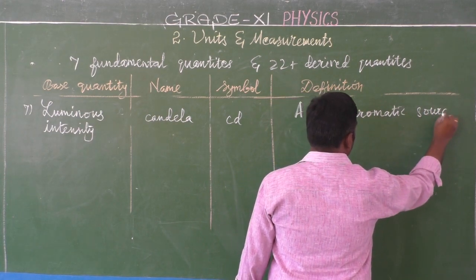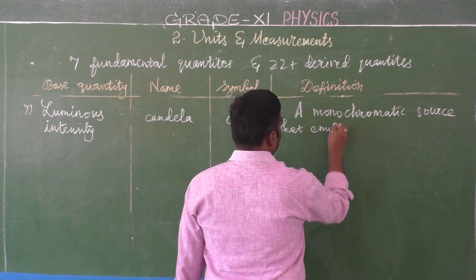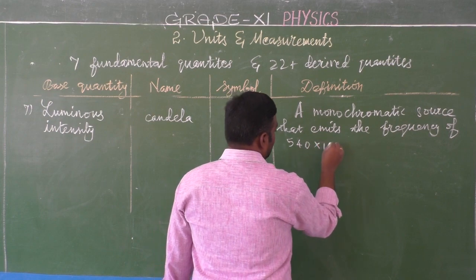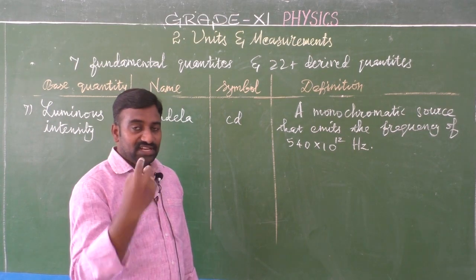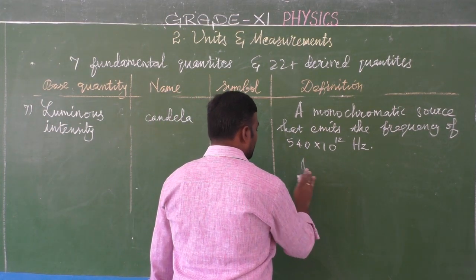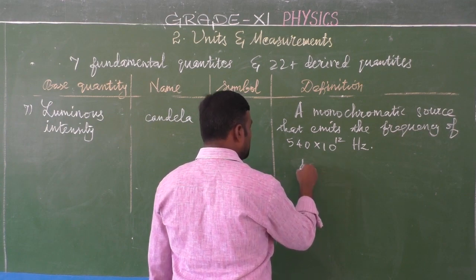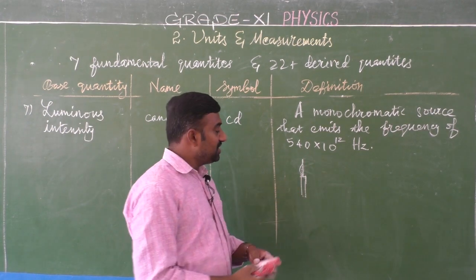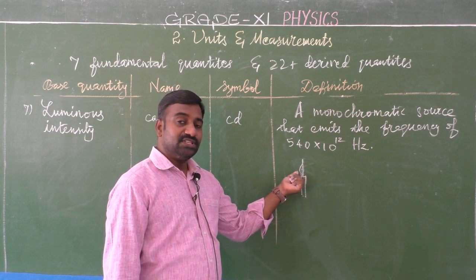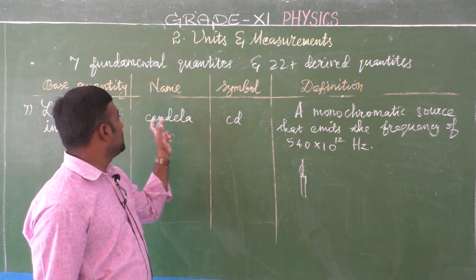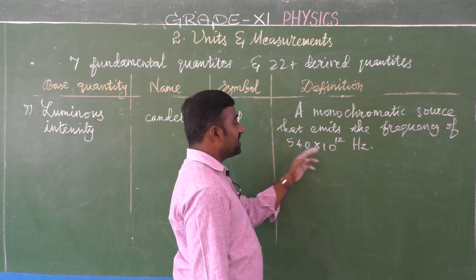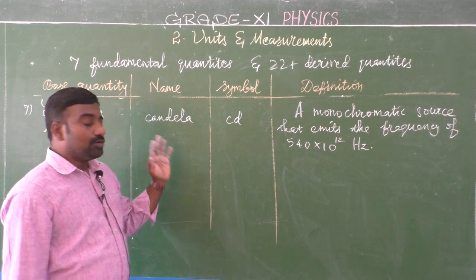A monochromatic source that emits radiation of frequency 540 × 10^12 hertz, from the beginning until it completely burns or completely emits the radiation. Just take a candle: from when the candle starts to burn until it finishes burning, how much radiation it has emitted, that is equal to the candela. Is that clear? So the total radiation given until it finishes burning is at 540 × 10^12 hertz. Okay, so totally we have discussed the 7 fundamental quantities.